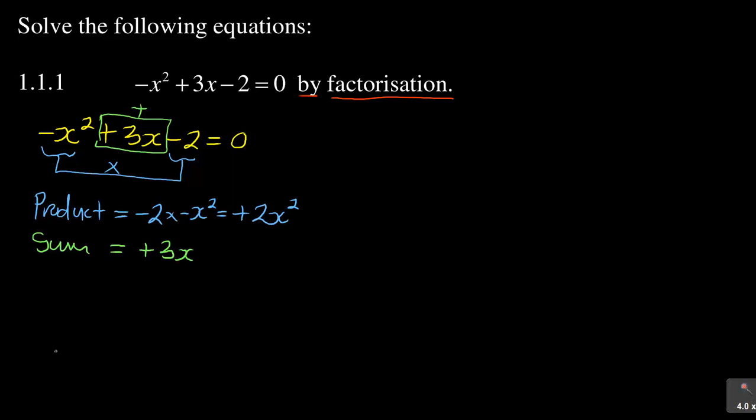In this case, I'm looking for the factors of 2. So you must focus on your product, that is the number there, which is a 2. In other words, what are the factors of 2, or ways of getting a 2? It is 1 times 2. So 1 times 2 will give me a 2.